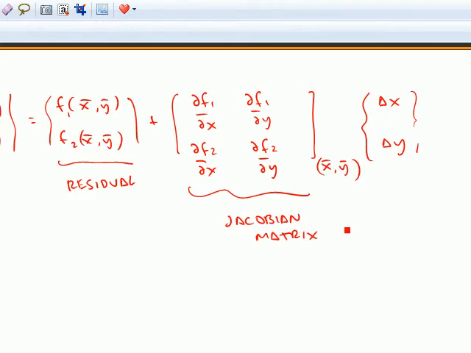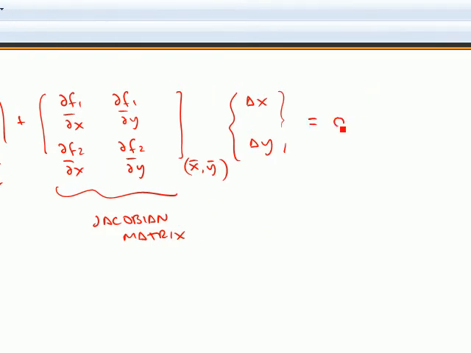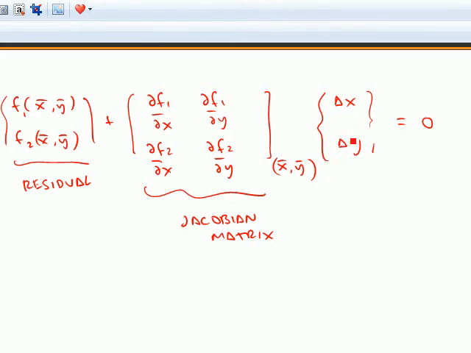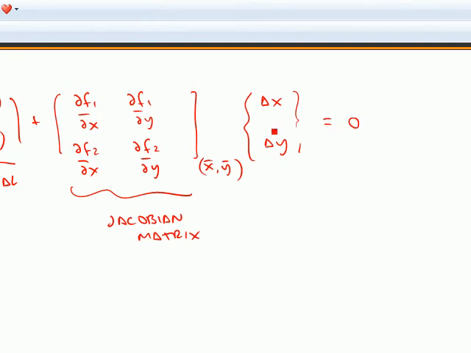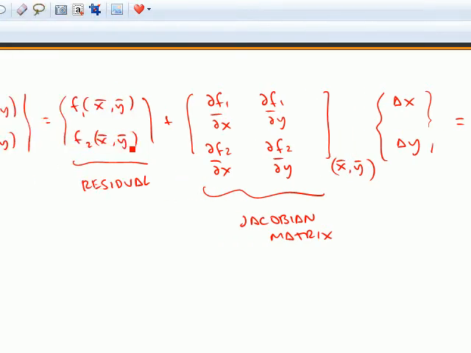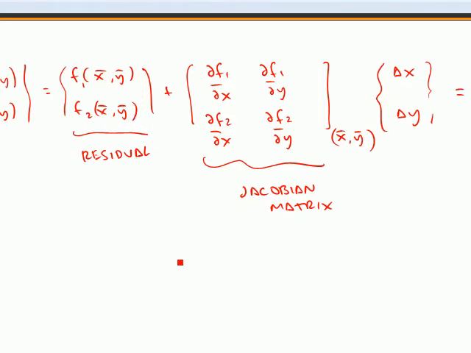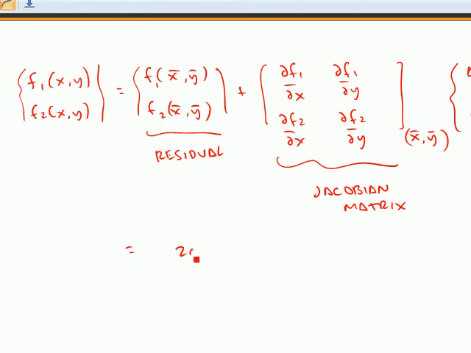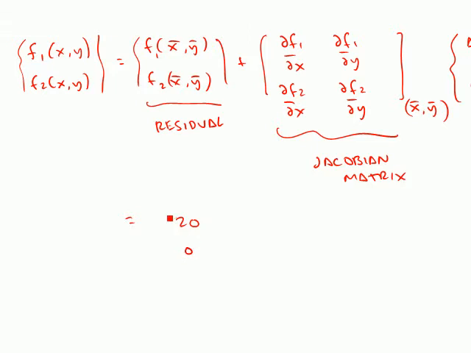And if I want this to be 0, I'm going to have to find a very particular delta x and a very particular delta y. So if I set this equal to 0, and if I solve for the delta x and delta y that makes this equal to 0, I'm finding the corrections to my initial guess that will give me the solution if those two functions were actually lines. So in this example, my residual of function 1 was 20. My residual of function 2 is 0.